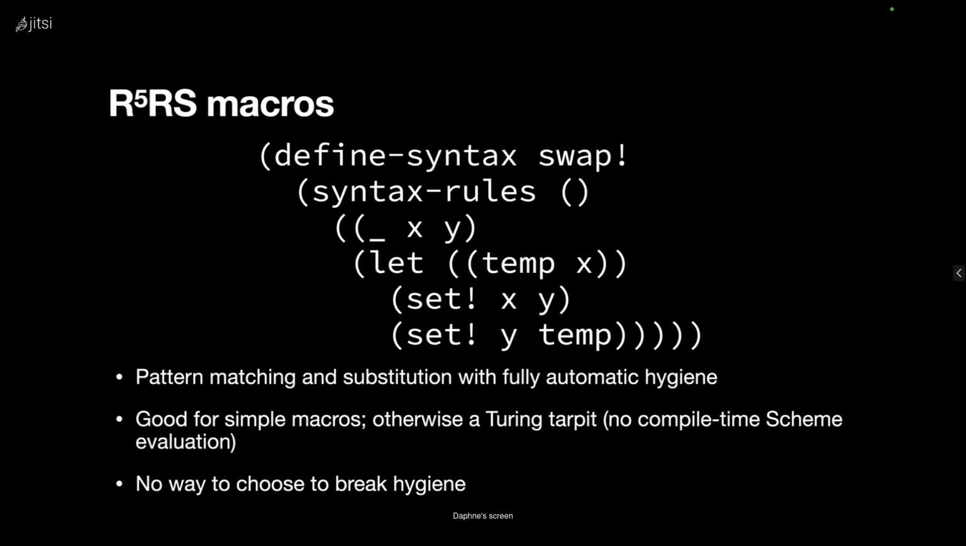So it's a very nice, simple system for simple macros, but although it is Turing complete because you can do recursive expansion, it becomes a Turing tarpit very quickly for more complicated macros. There's no possibility of compile time evaluation with Scheme, and there's no way to choose to break hygiene. But these are the compromises that R7RS had to make because at the time, as I mentioned, everyone had to agree. It had to be a unanimous consensus, and nobody could agree on anything more specific than this system that would allow you to do more.